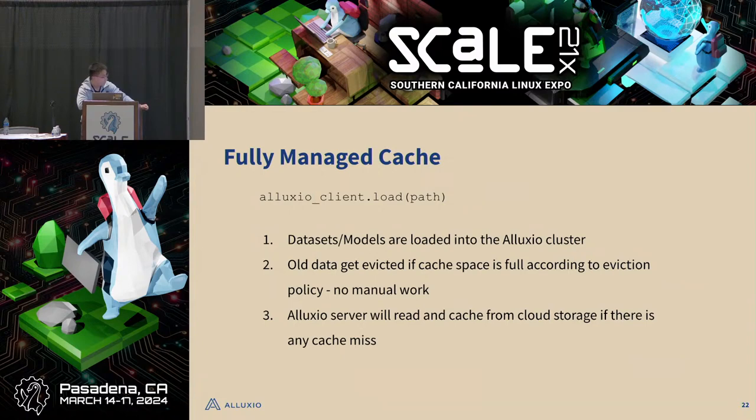With this simple Python code, we can easily preload the data, either training data or models, into an Alluxio cluster. And data will get evicted if the cache space is full, according to the eviction policy. So there's no more manual work of deleting existing or unused data. And the Alluxio server will take the job of reading and caching from the cloud storage if there's any cache miss.